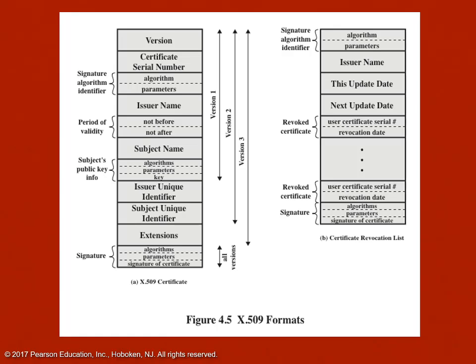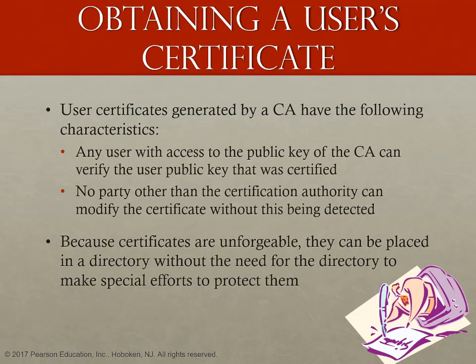Signature covers all of the other fields of the certificate. One component of this field is the digital signature applied to the other fields of the certificate. This field includes the signature algorithm identifier. Obtaining a user certificate. User certificates generated by a CA have the following characteristics. Any user with access to the public key of the CA can verify the user public key that was certified. No party other than the certification authority can modify the certificate without this being detected.